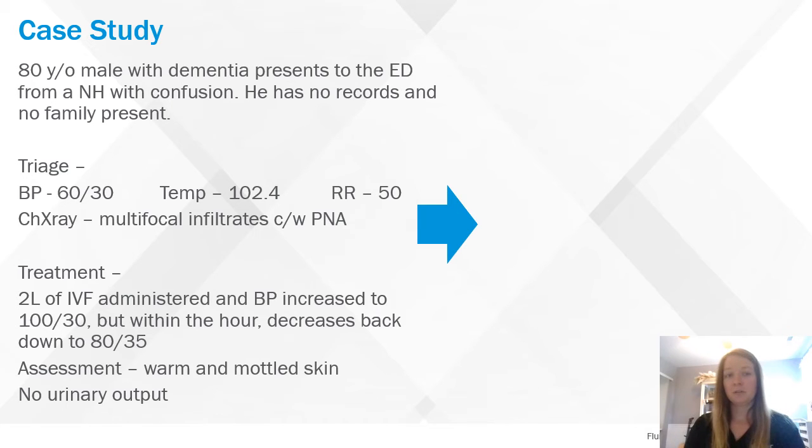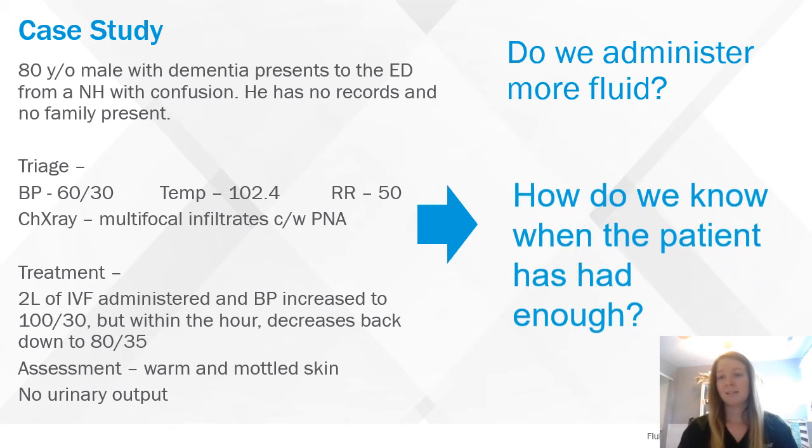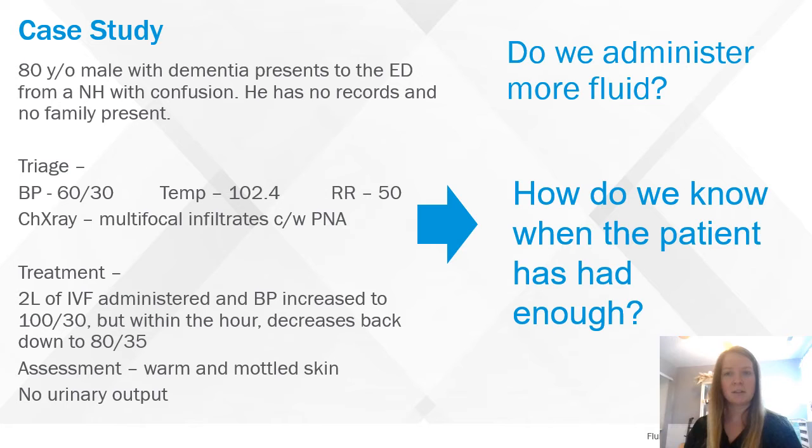So this 80-year-old male received 2 liters of IV fluids administered and the blood pressure increased to 100/30. But within the hour, it decreased back down to 80/35. You complete another assessment, he's warm, and has mottled skin, no urinary output. So, first question, you guys. Do we administer more fluids? What do you think? And if we do administer fluids, how do we know when the patient's had enough?